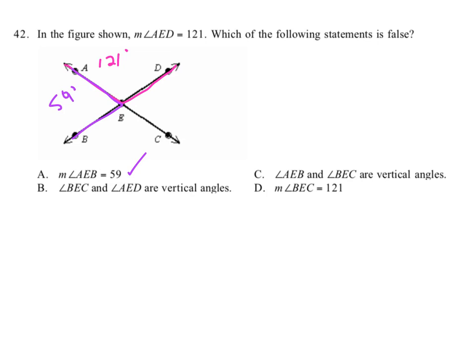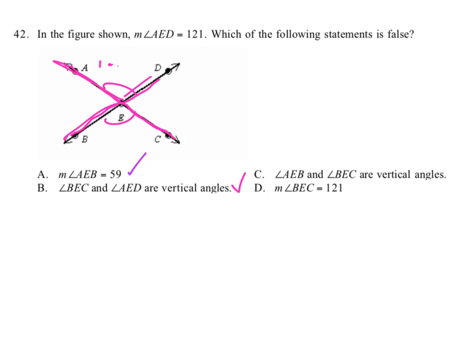BEC and AED. AED is the one that we just traced out, the one that was given to us. And they're saying, what about also angle BEC, B to E to C? Well, they are formed by opposite rays here and here, and here and here, and therefore they are vertical angles. That's also true, so we're not going to count that one.